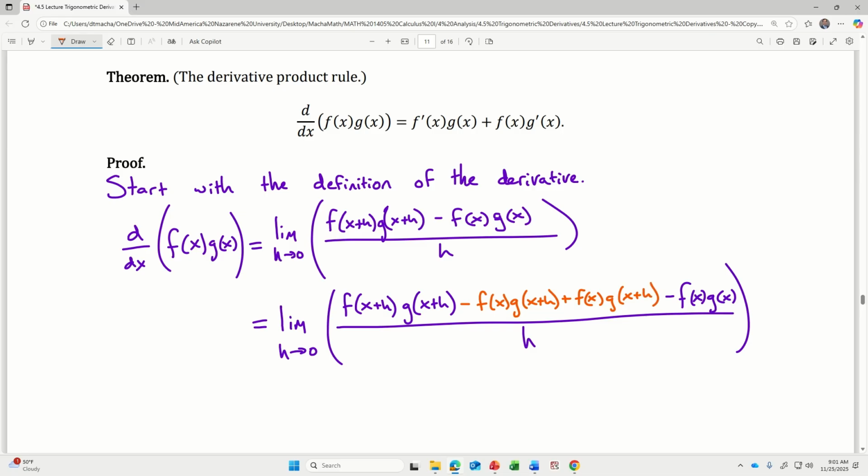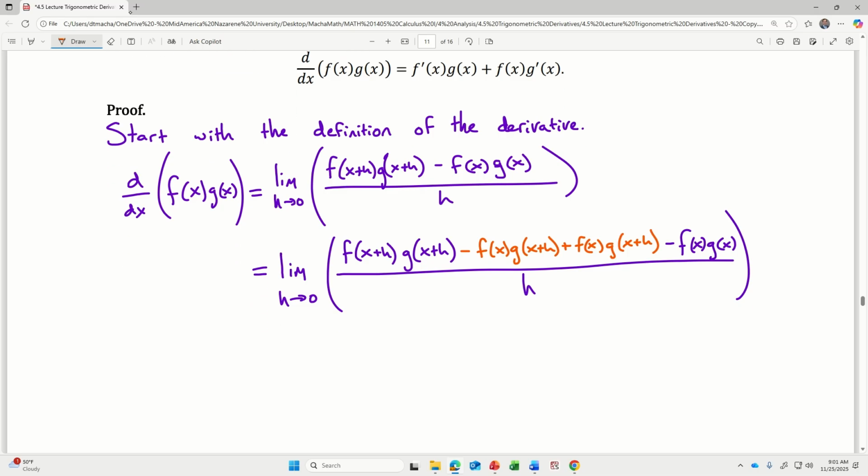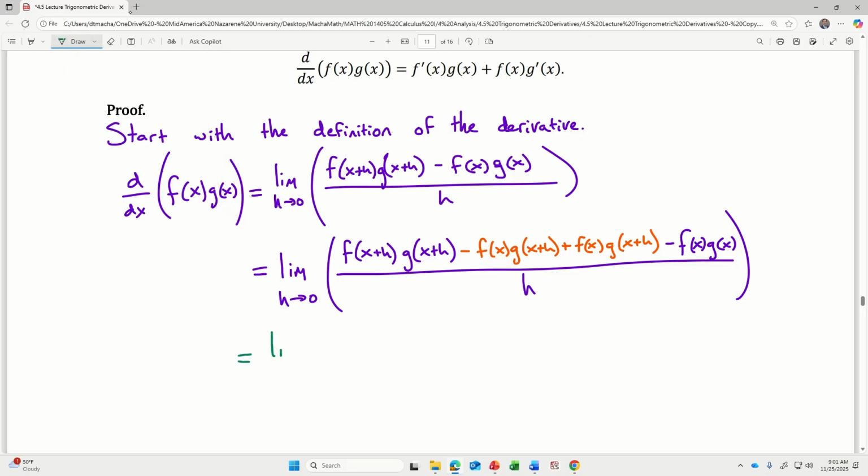But notice I haven't changed the value of this thing. Whenever I subtract this and I add back the same number, it's like adding a total of 0. I haven't changed the net sum of what's happening because I subtracted and added the same value. But the reason I want to add and subtract the same value is because of this.